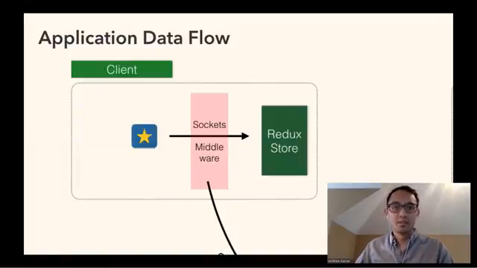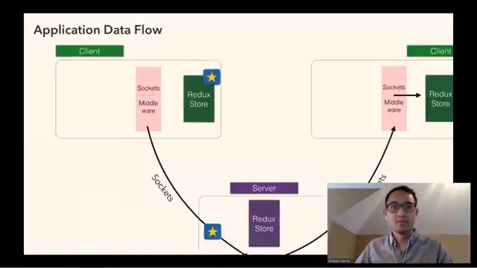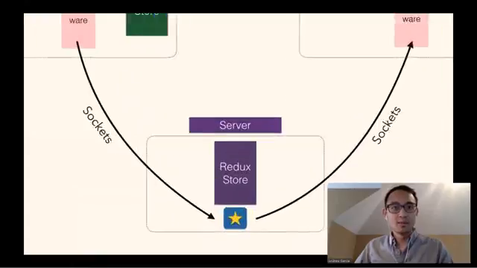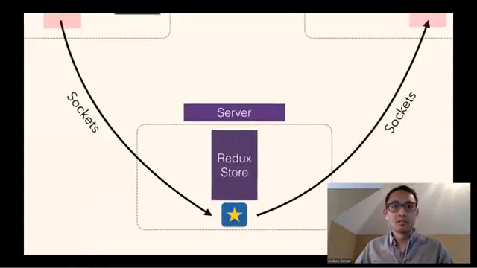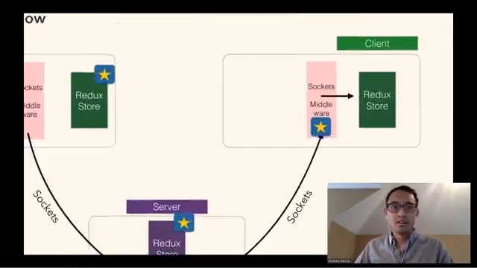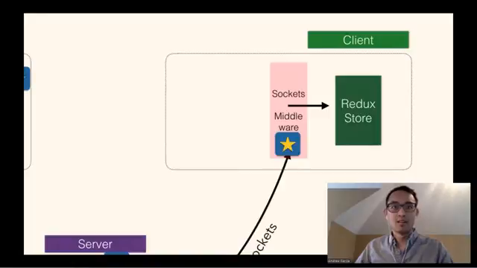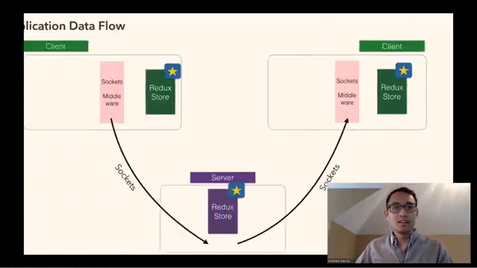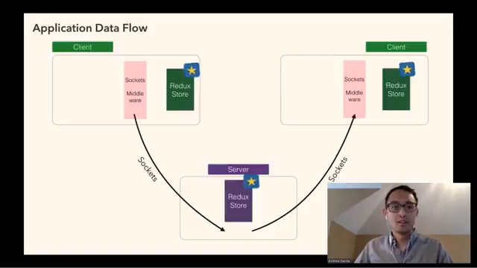This is accomplished through a pub-sub relationship with sockets between the client and the server. The server dispatches the action locally to its own local store, and then broadcasts the action to all of the other clients. The socket's middleware on all the other clients receives the action and dispatches it to their own local stores. And once all the stores are updated, the subscribing components will update and render on the application.